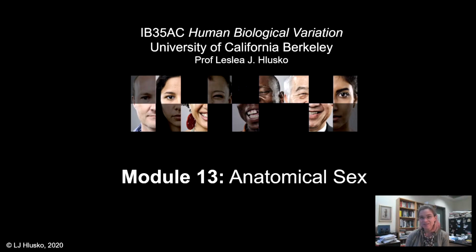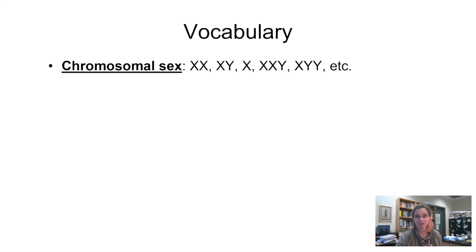Let's explore the development of sex differentiation in the gonads, the ovaries, and the testes, and also in the external genitalia. We should get some terminology settled first, though. We've already talked about chromosomal or genetic sex. This refers to the genotype of the sex chromosomes. Is it XX, XY, X, XXY, XYY, etc.?